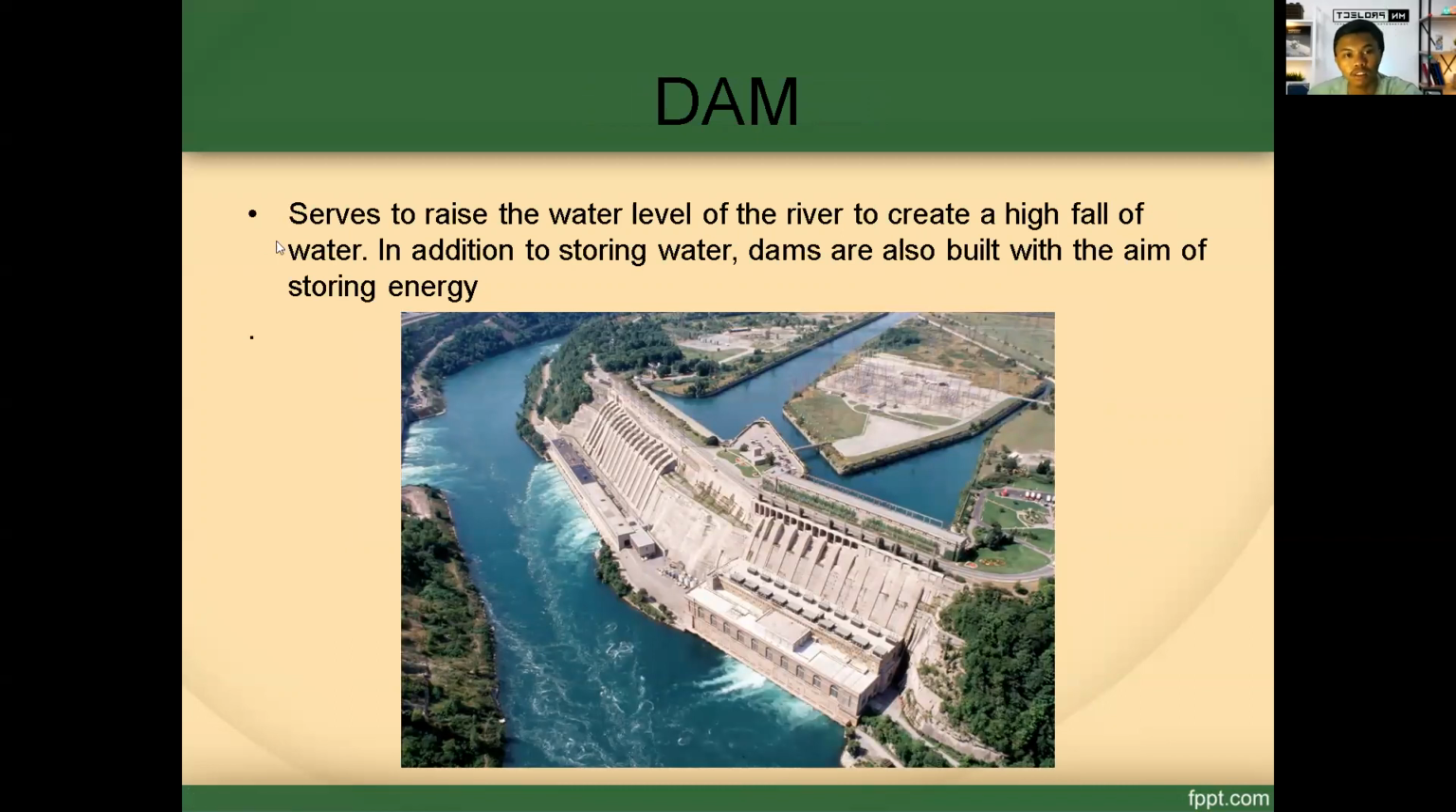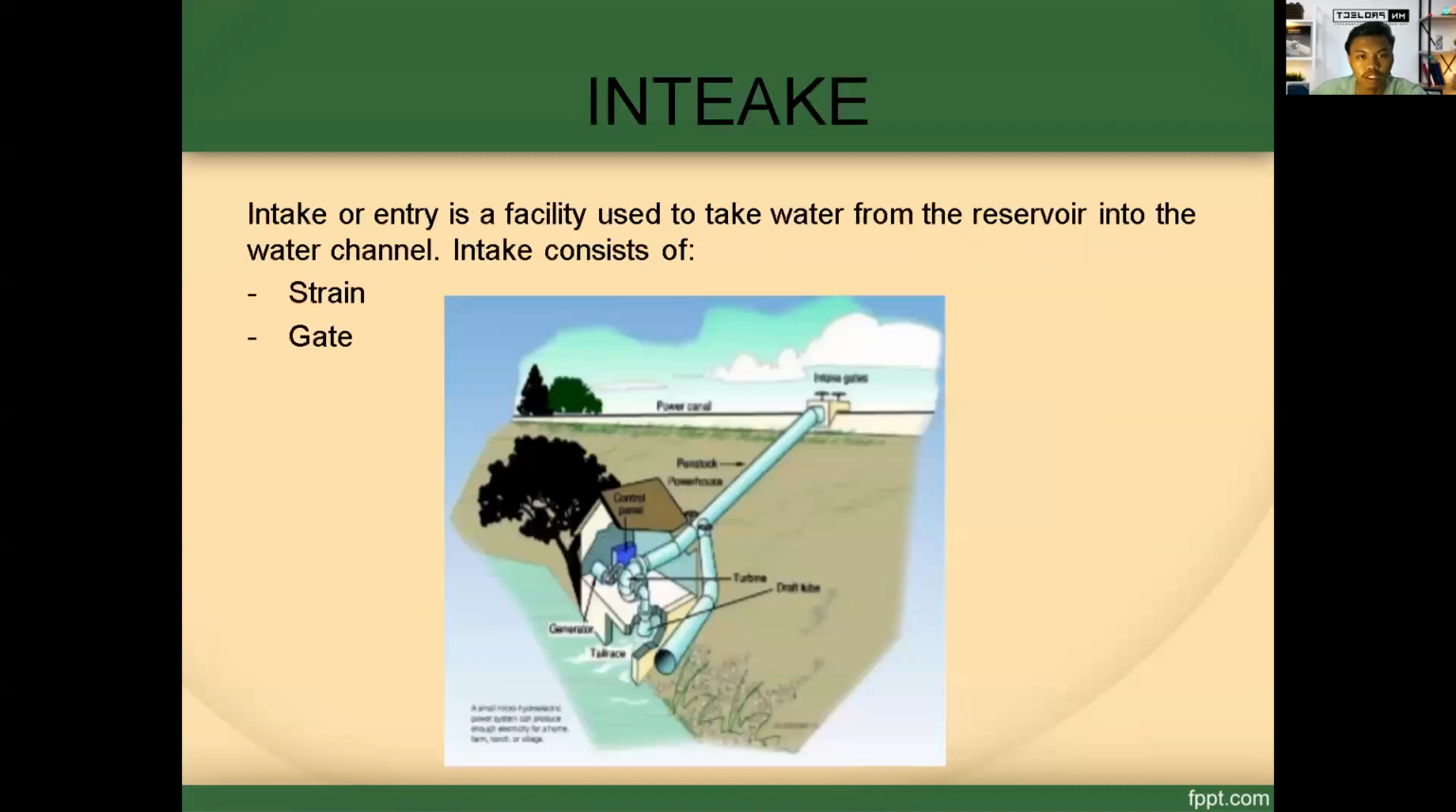Dam serves to raise the water level of the river to create a high fall of water. In addition to storing water, dams are also built with the aim of storing energy. Next, what is intake? Intake or entry is a facility used to take water from the reservoir into the water channel.